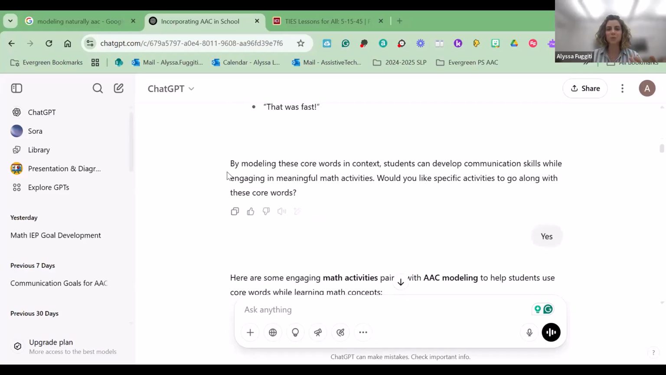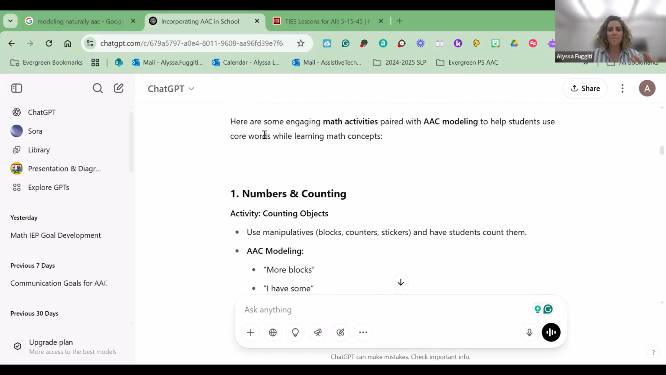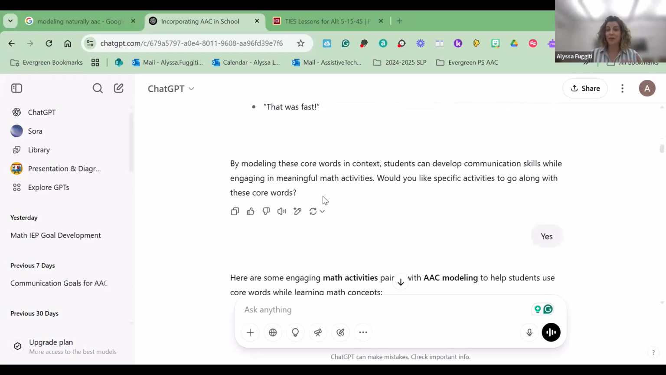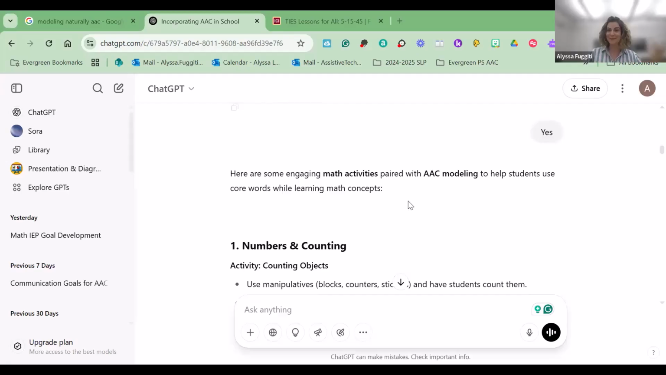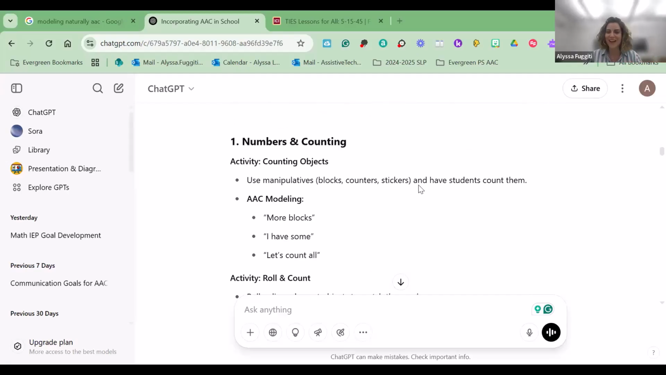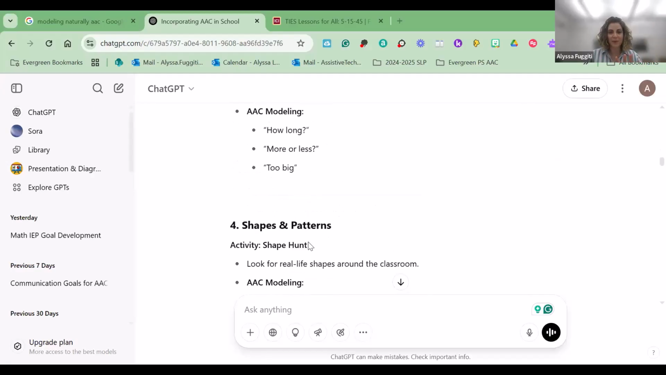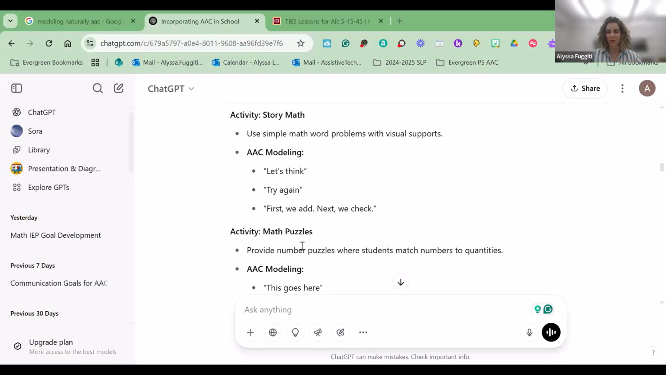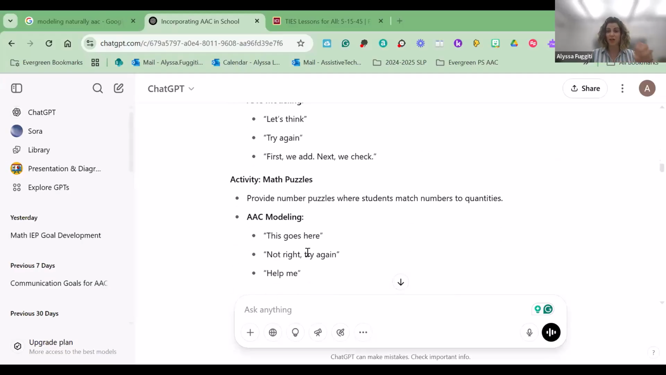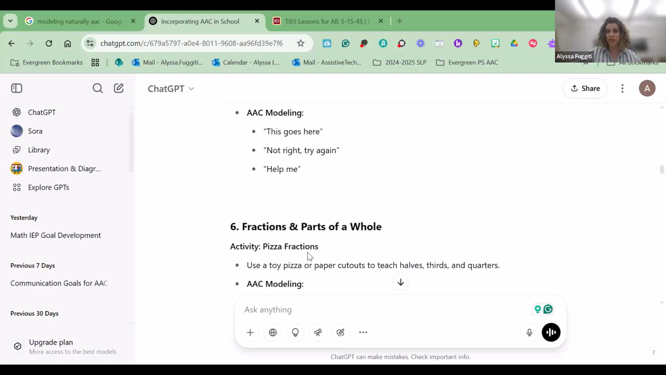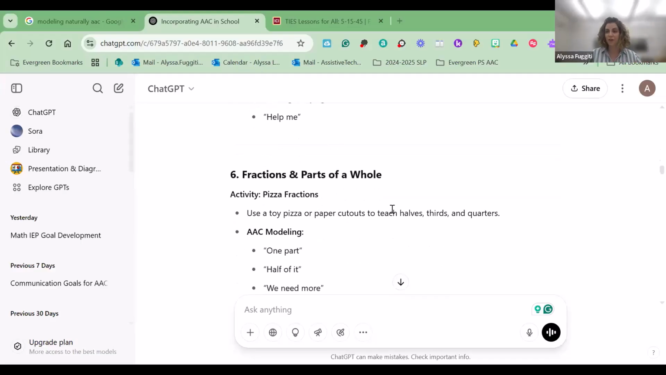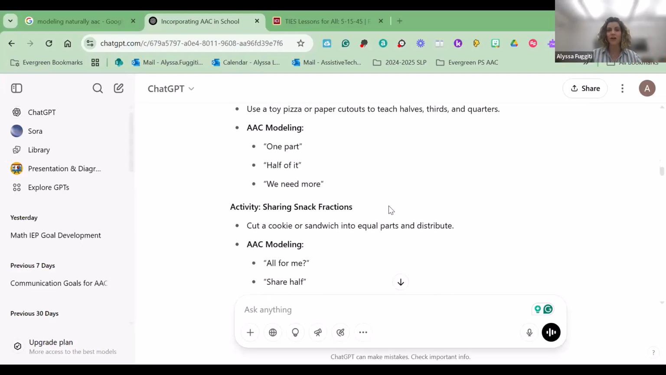And then it prompted and said, would you like specific activities to go along with these core words? And I was like, yes, please. And so this is where we kept going. AAC modeling with blocks using manipulatives. So it's tying in the actual materials and the core words that we're going to model. So now we're getting deeper, more specific, more student specific, because like I said, we're supporting kids from preschool to transition. They're not all going to be working on pizza fractions across every grade.